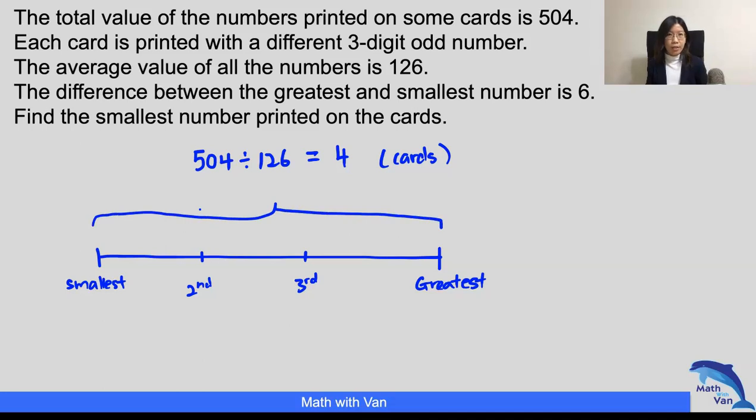We were told that the difference between the smallest and the greatest is 6. And with 4 numbers, strictly speaking, there are 3 differences. So if you take 6 divided by 3, it is equal to 2. So what did I say just now about the minimum difference? It has to be 2.